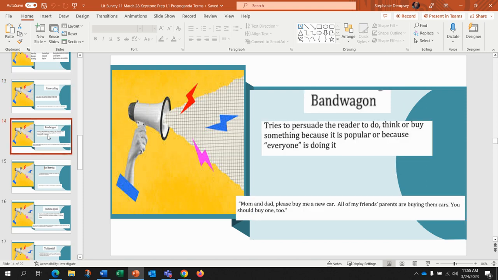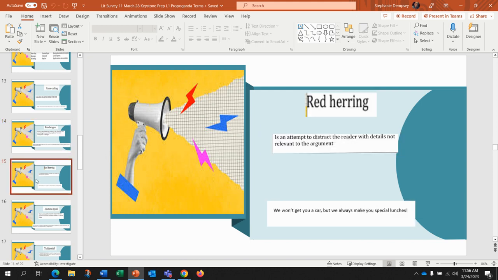We started to talk about bandwagon yesterday, and this is to try to persuade the reader to think or buy something because it's popular or because everyone is doing it. So if we said, my mom and dad, please buy me a new car. All of my friends' parents are buying them. You should buy me one too. That is hopping on the bandwagon. Everybody in my grade, everybody in my high school, all my friends have one. You're the only parents that are not getting me one. So it's that bandwagon. Let's do what everyone else is doing.